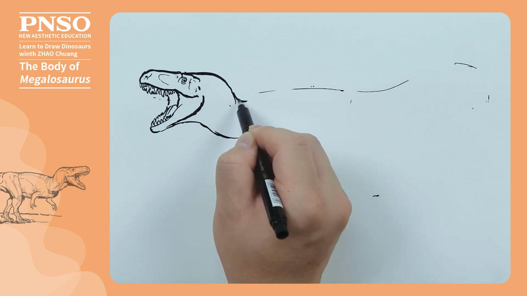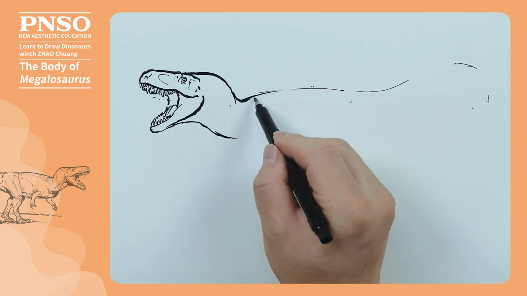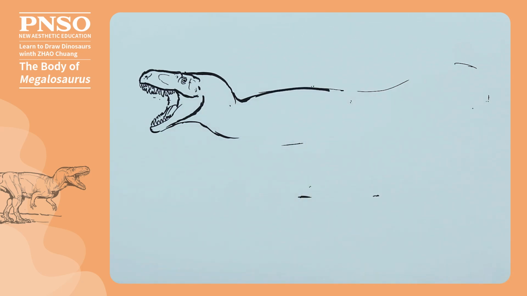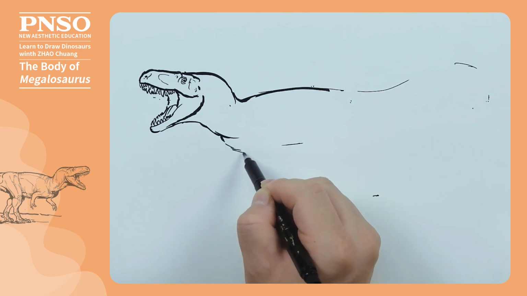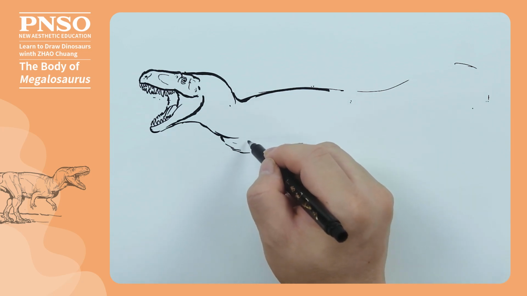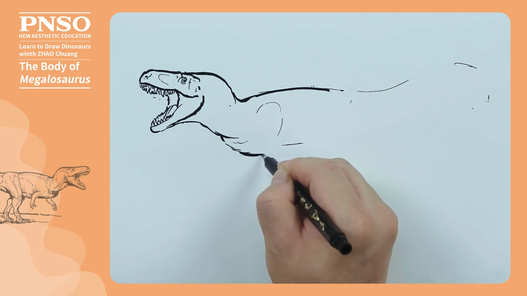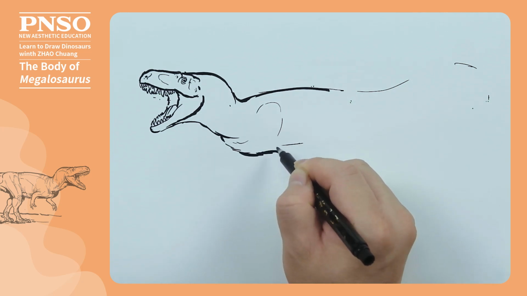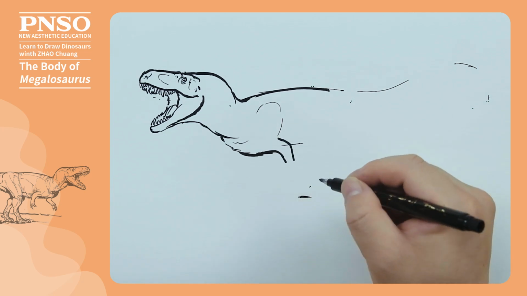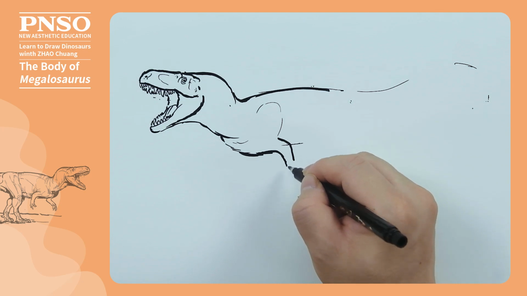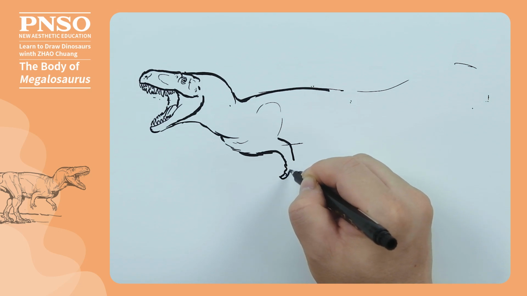Then, we draw its neck. The upper part of its neck should be drawn in an S shape, so that it can be connected with the previously drawn back. Next, we draw the chest and the shoulder blade. Here is its arm. Its hand had 3 fingers.